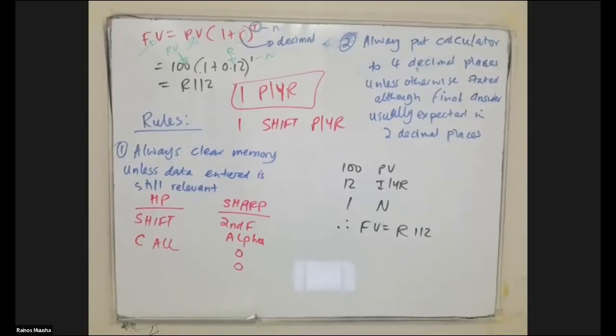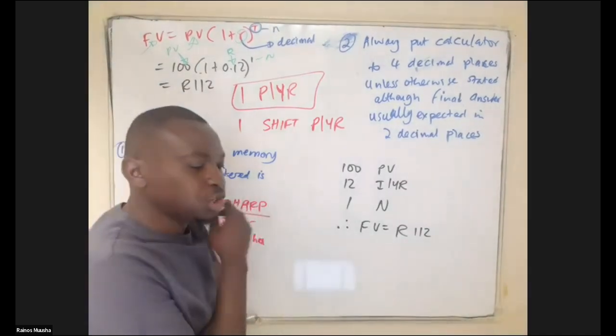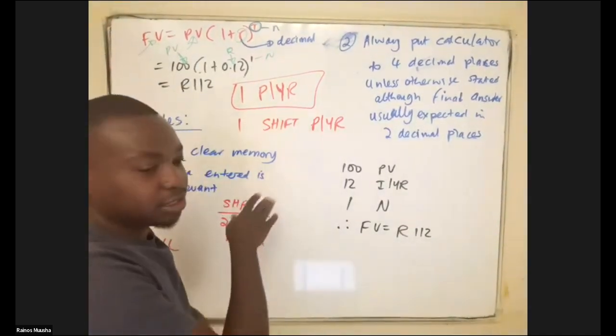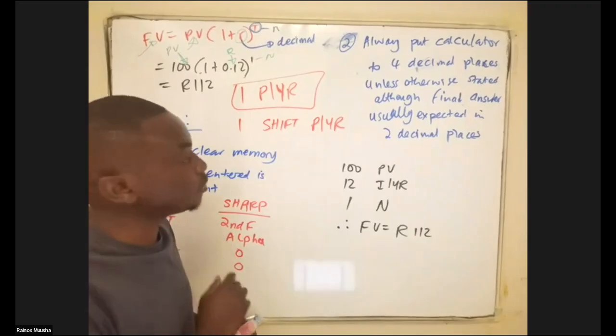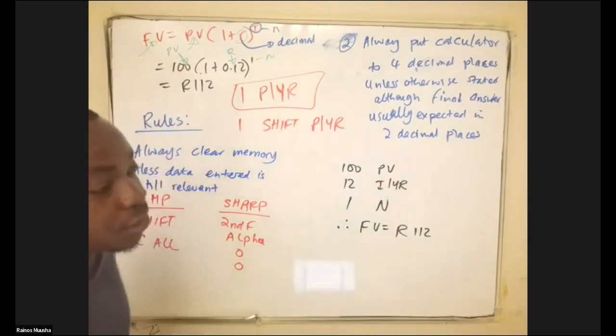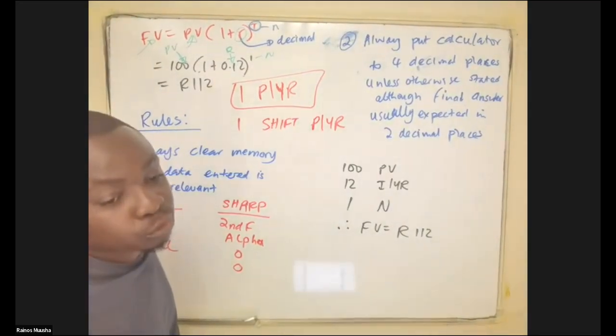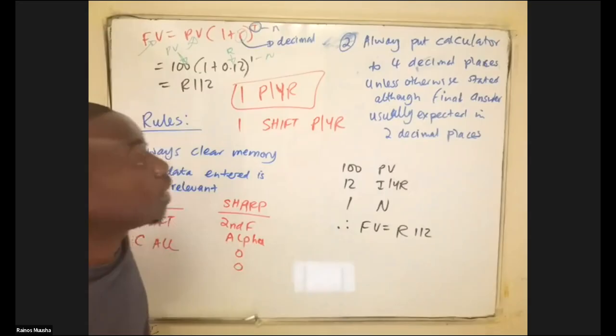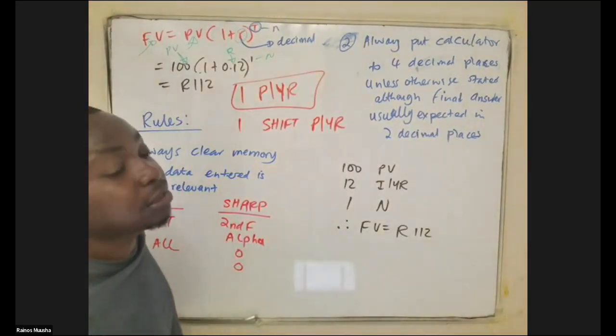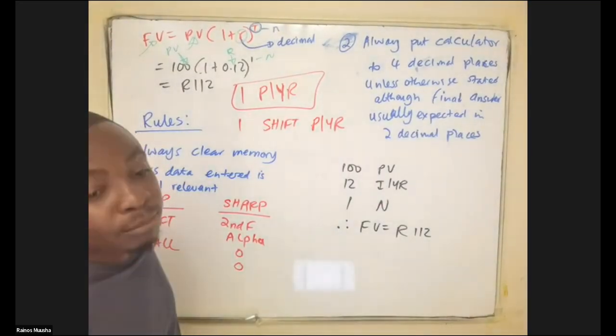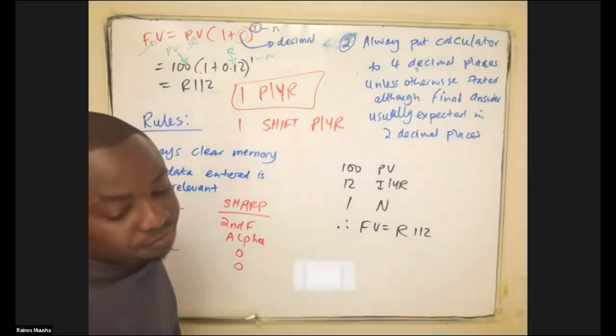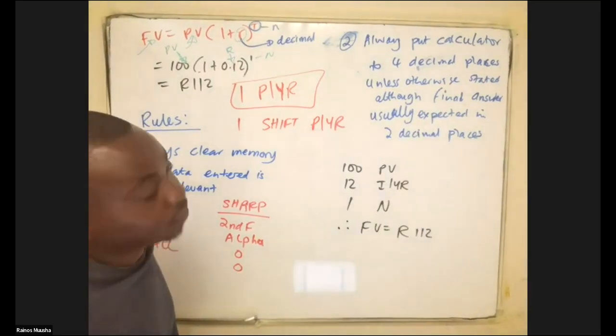Yeah, I was supposed to do the one shift PYR. Yes. So always make sure that your HP calculator is in one payment per year. This issue usually arises with the HP calculator, not the Sharp calculator. It will never happen there. With the HP calculator you can use four payments per year, but it gets confusing for so many students. Because of that, I would rather keep it in one payment per year. Then when it comes to adjusting for the number of periods, you do it yourself manually.